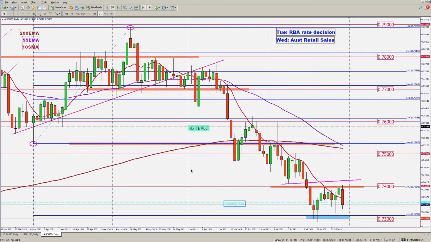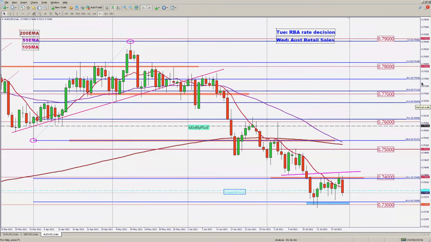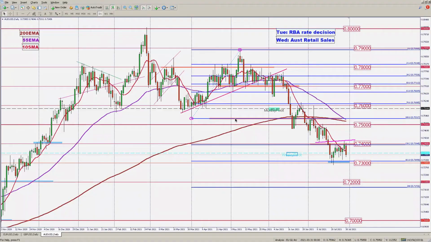Okay. So if it does break out higher, then it will attempt to target the 0.75 round figure, along with the 255 coming down. But if it breaks down, it's going to be very weak for the Aussie dollar. Let's see where the next extension is going to be, and that's way below, just below the 0.72 round figure.